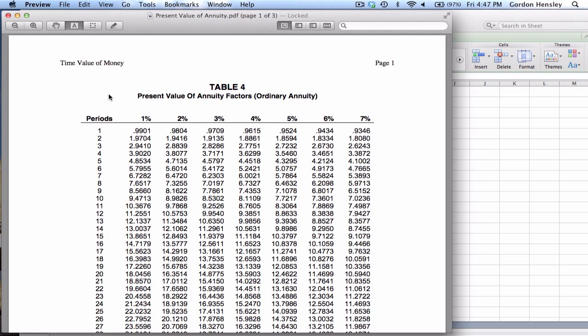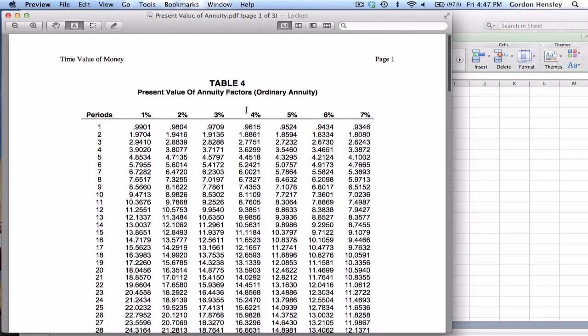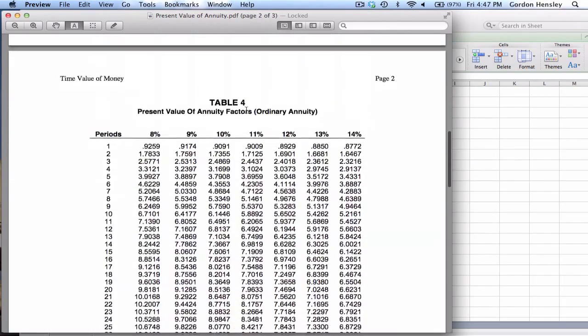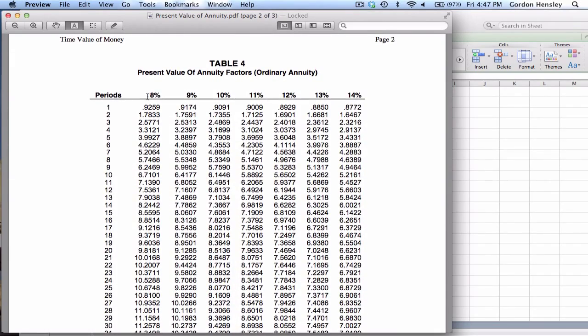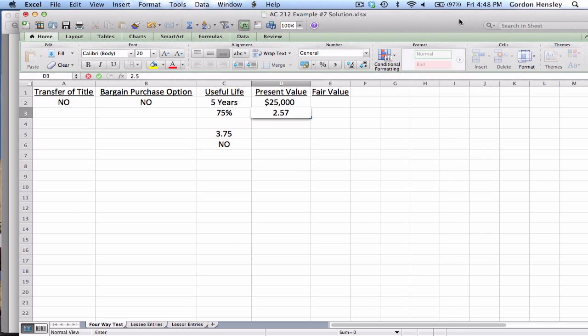This table is available in the textbook. It's also available on our class website in PDF format. But on the present value of annuity table, I want to find the 8% column, and then I want to go down to the third year. So in the 8% column, third year, 2.5771. So 25,000 times 2.5771, the present value of the lease payments is $64,427.50.